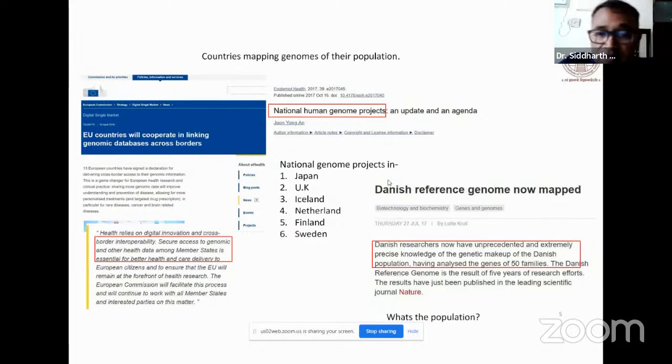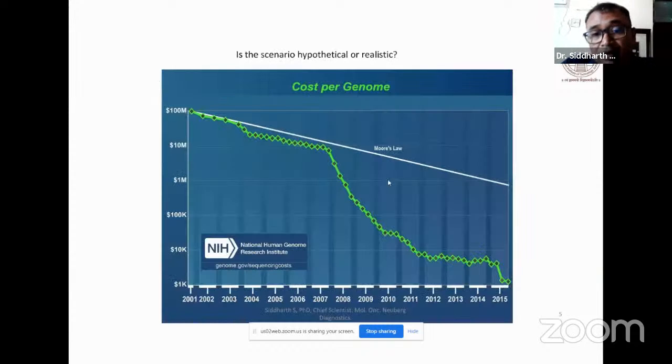Well, if you see, six countries, and this slide I prepared almost 3 years back: Japan, UK, Iceland, Netherlands, Finland, Sweden. They are already in that process where every citizen of this country is getting their genome sequenced, and that sequence is stored somewhere in the country, and the analysis of that will be available to the treating doctors, right?